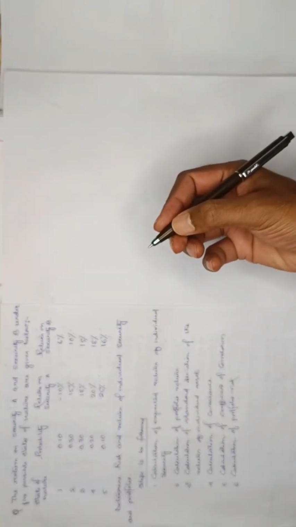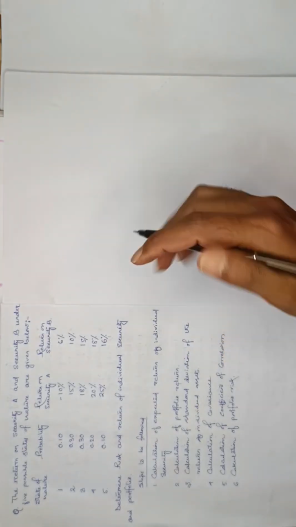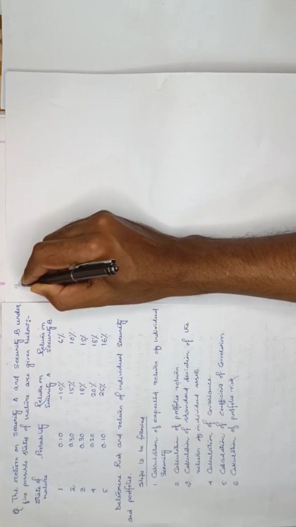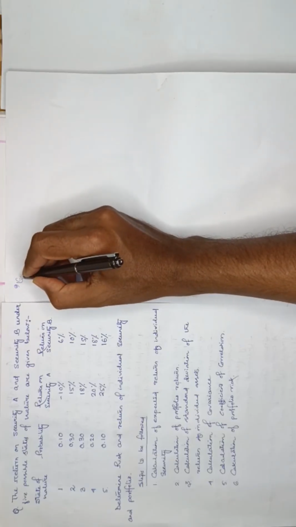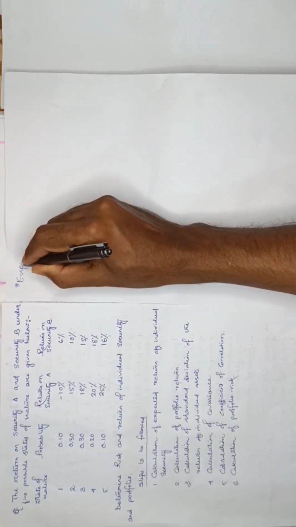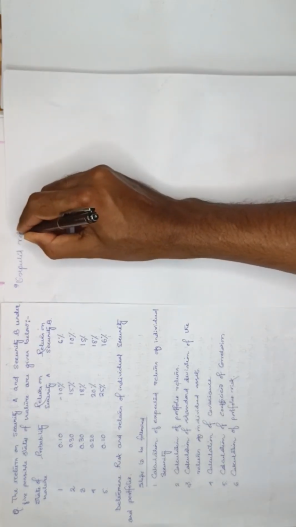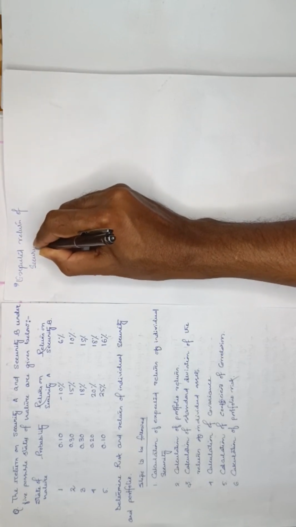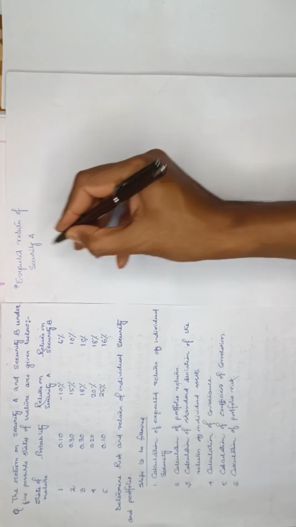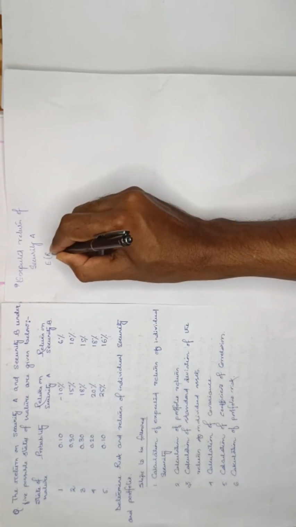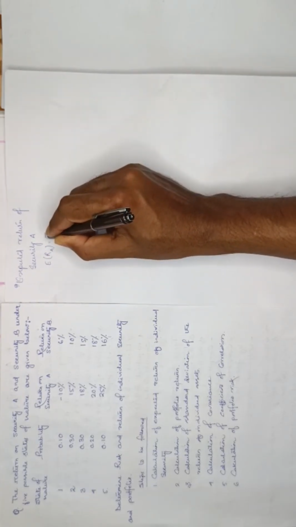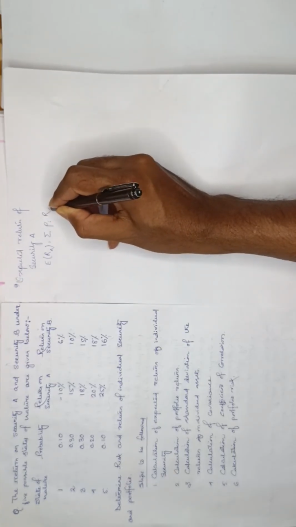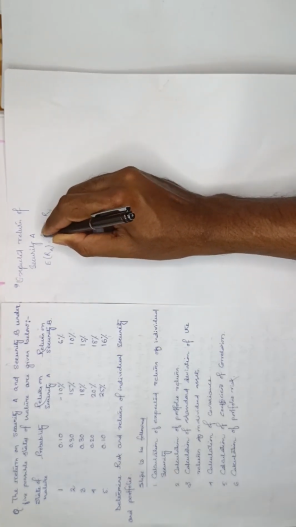So let's start with the calculation of the expected return of individual security. How to calculate the expected return of individual security: it is nothing but the sum of the product of probability and return, where i is equal to 1 to n.